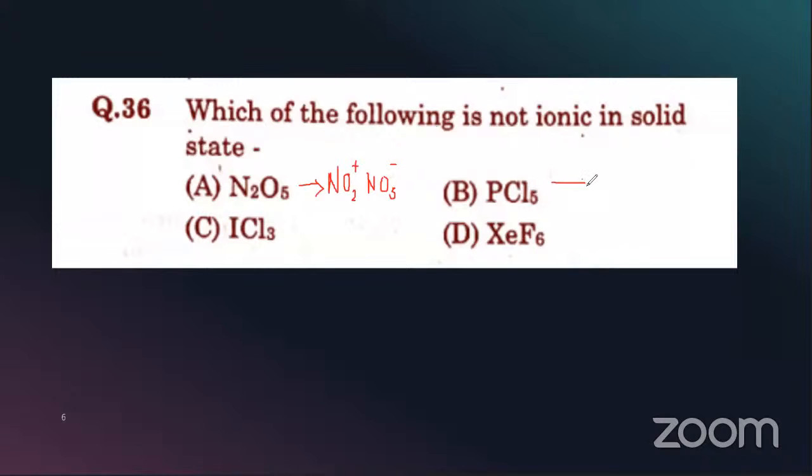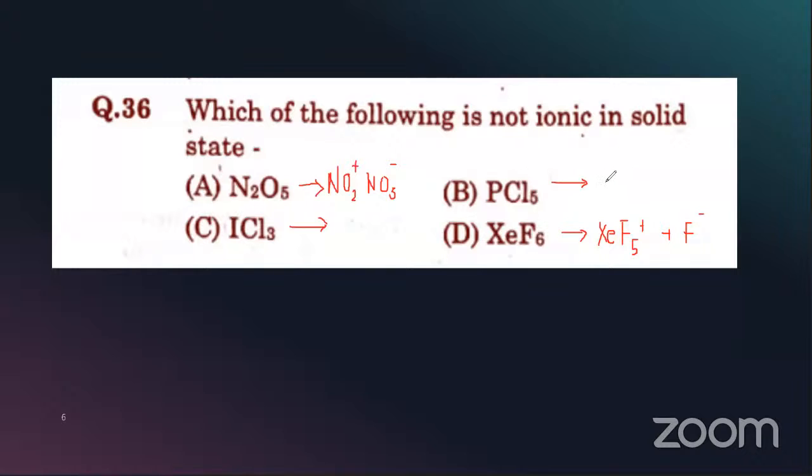Now when I talk about PCl5, we'll come to PCl5 later. First, let us talk about this. It is made up of XeF5 plus and F minus ions. Now, you all tell me, what are the ions present in ICl3 and what are the ions present in PCl5? Do we have ions in ICl3? What are the ions that you can recognize? Anybody?